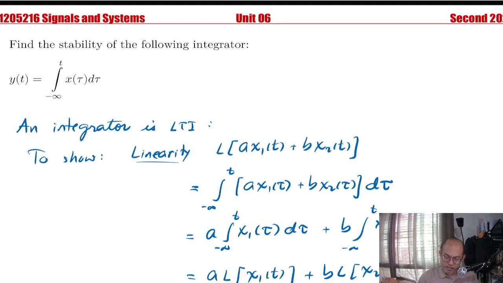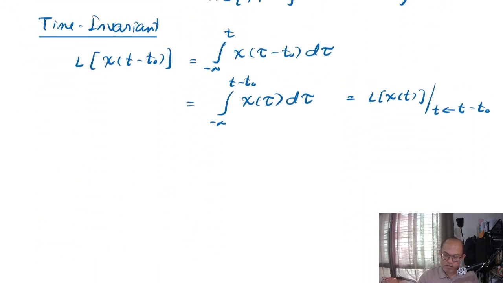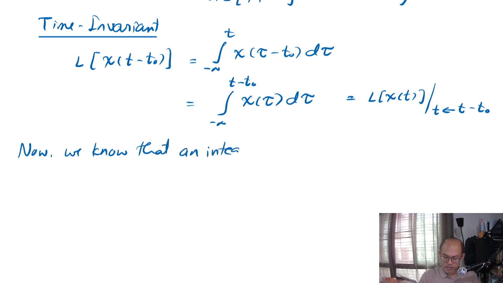So now we know that this system, this integrator, is both linear and time invariant. We could just check the stability by only looking at the impulse response. Now we know that an integrator is LTI. So next we find the impulse response.